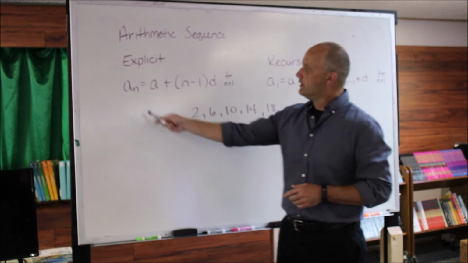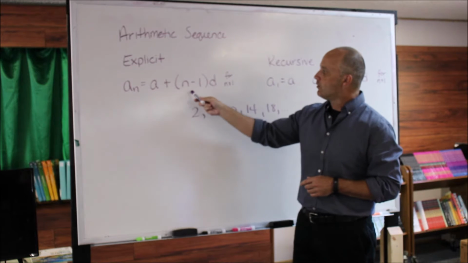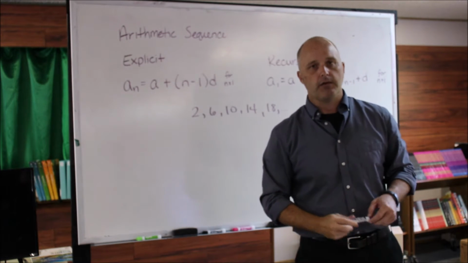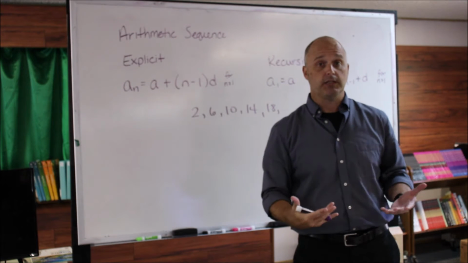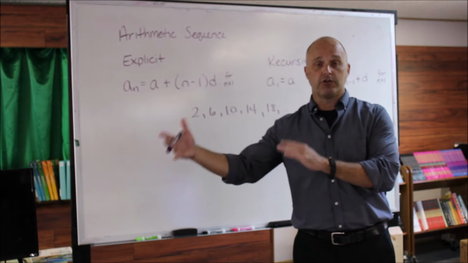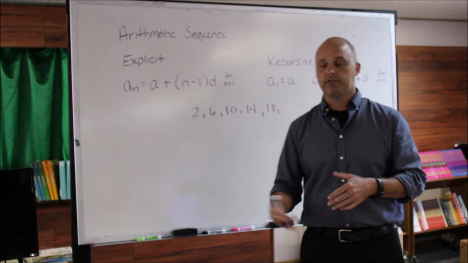The explicit is going to be a sub n is equal to a plus the quantity n minus 1 times d, where d stands for the common difference. So d being the common difference just means what is the difference between each of the terms? It's always going to be the same difference if we've got an arithmetic sequence.